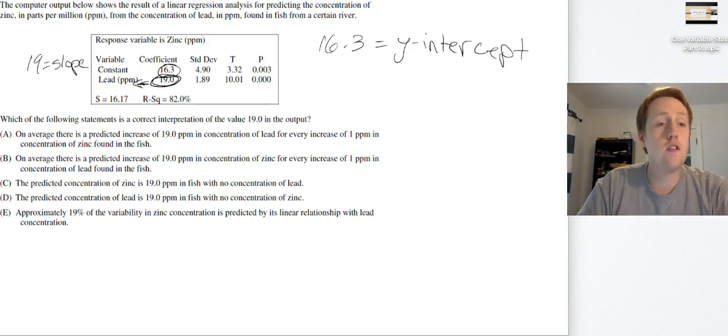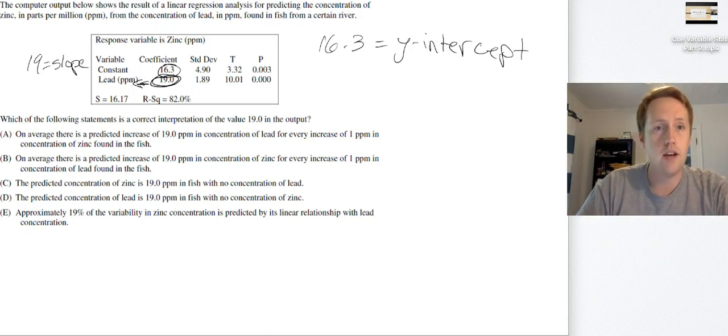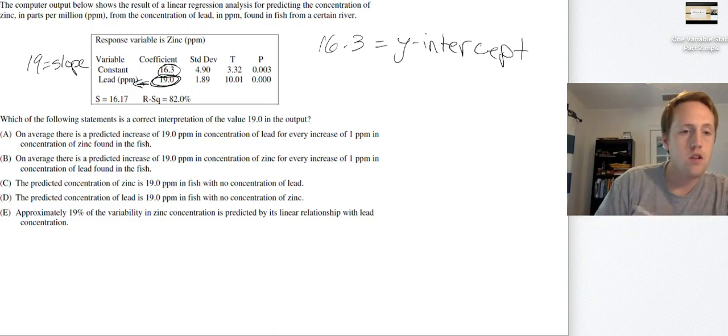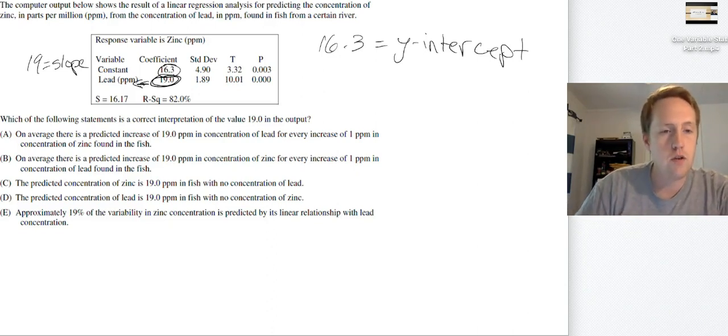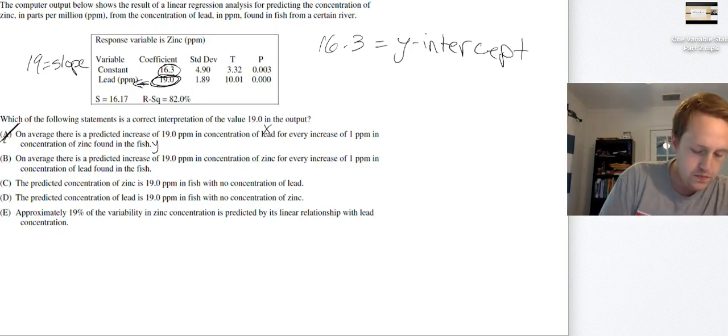Okay, so we know this is slope, so we should be looking for something about the predicted amount of zinc increasing by 19.0 for every increase of 1 for lead. So we need something like that: predicted increase in y for every increase in x by 1. So let's read the first one. It says, on average, there is a predicted increase of 19.0 parts per million in concentration of lead for every increase of 1 in zinc. So this one is x and this is y. So we have that backwards, so that's not our answer.